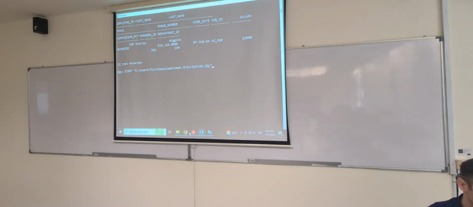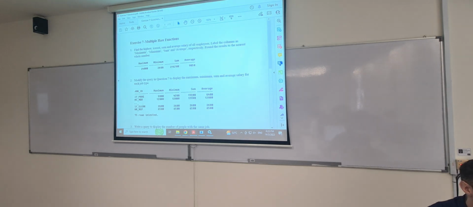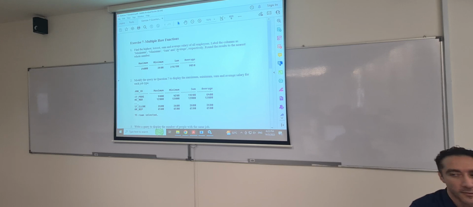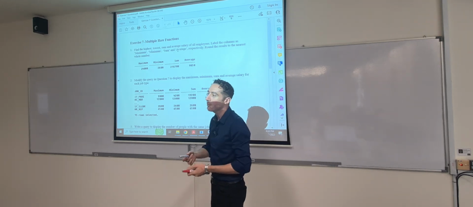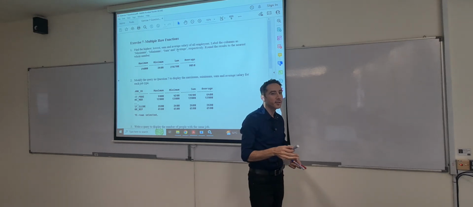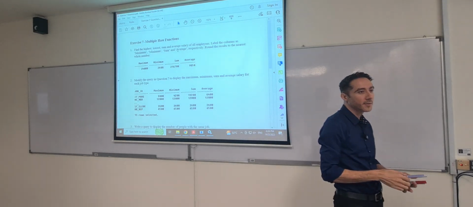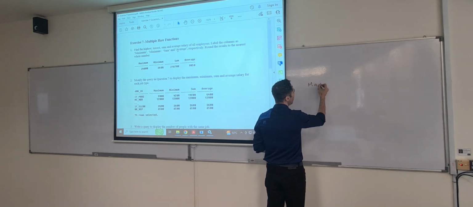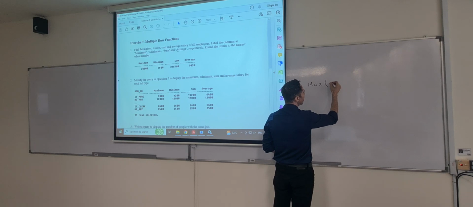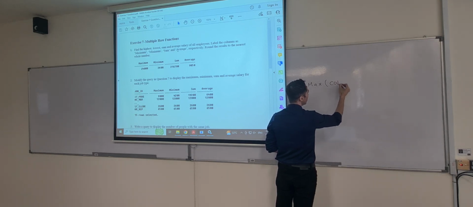So the first question: find the highest, lowest, sum, and average salary of all employees. Label the column as maximum, minimum. So in this case, we need to use aggregation functions. We need to apply aggregation to find maximum, minimum, sum, and average. Those aggregation functions are available in every database. For Oracle, for maximum, you need to call the function max. Then you provide the column name.